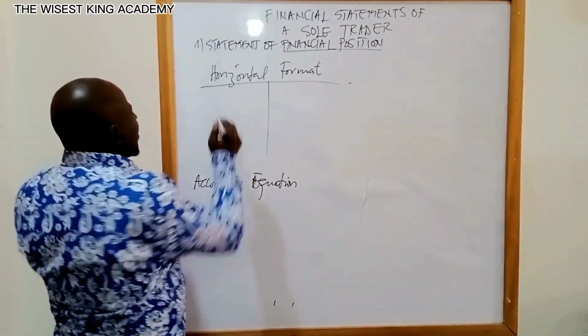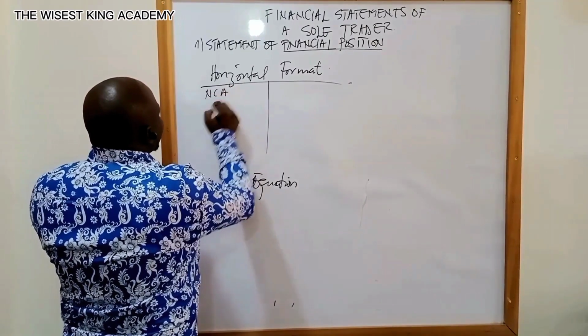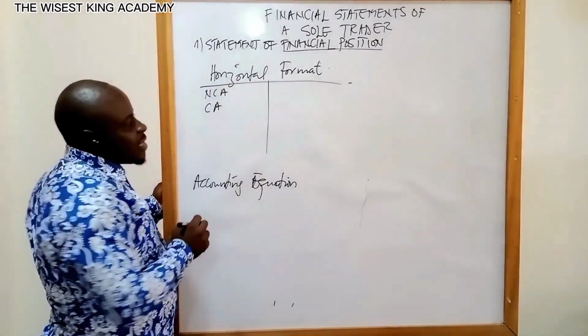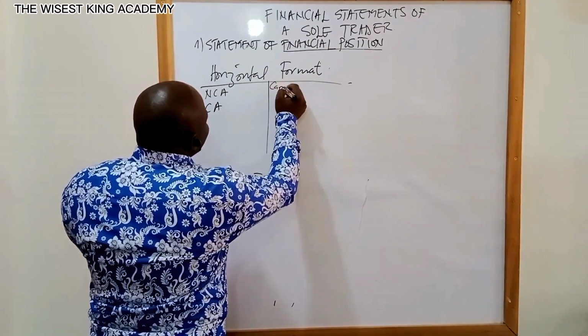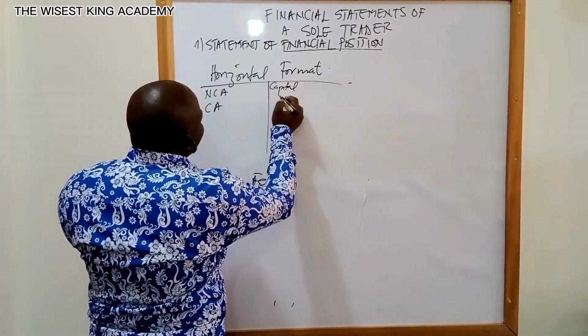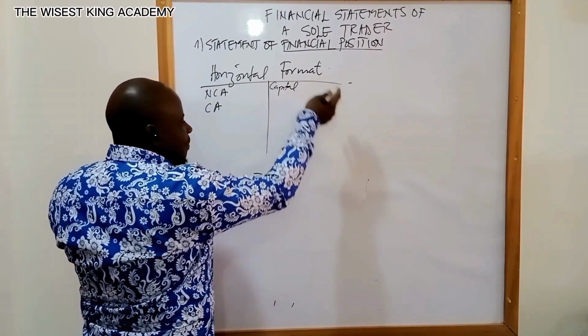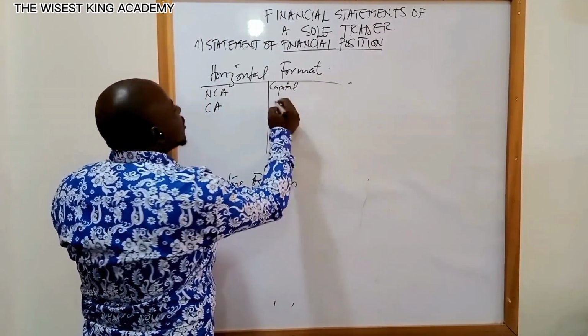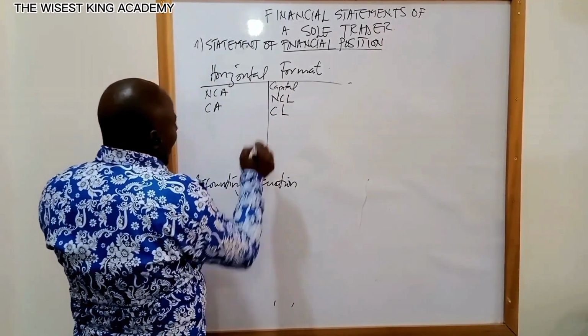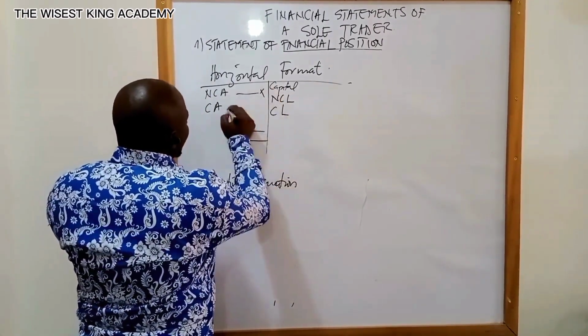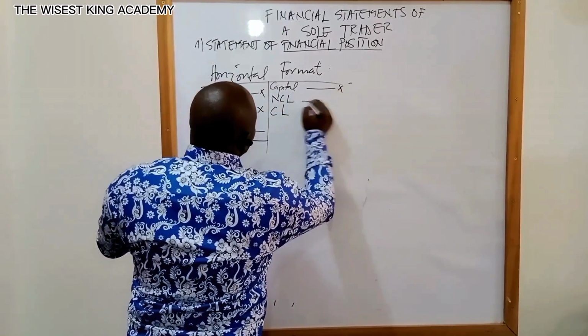Now, on the debit side, we have assets, that's non-current assets and current assets. Meanwhile, on the credit side, we have capital, which we know what is affected. We have net profit and drawings. We have non-current liabilities and we have current liabilities.